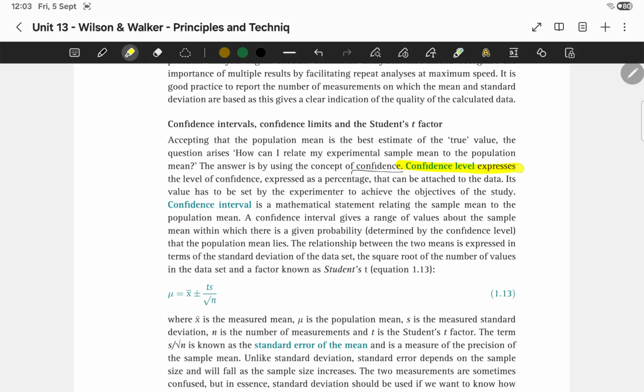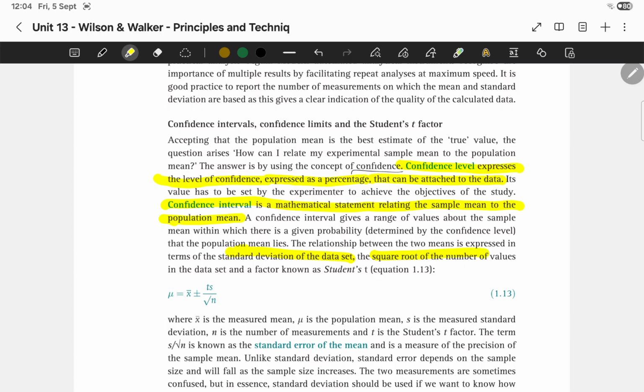Confidence level expresses the level of confidence, expressed as a percentage, that can be attached to the data. It has a value to be set by the experimenter to achieve the objectives of the study. Confidence level is a mathematical statement relating the sample mean to the population mean. A confidence interval gives a range of values about the sample mean within which there is a given probability of finding the population mean. The relationship between the two means is expressed in terms of the standard deviation of the data set.